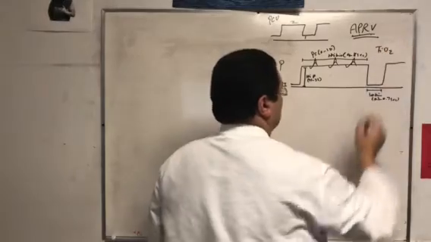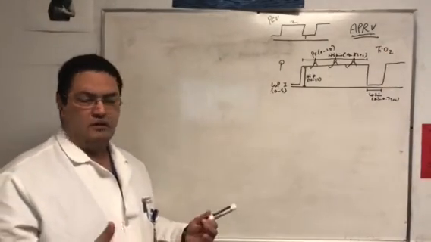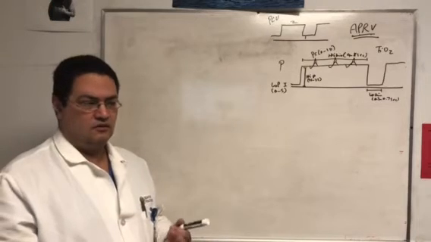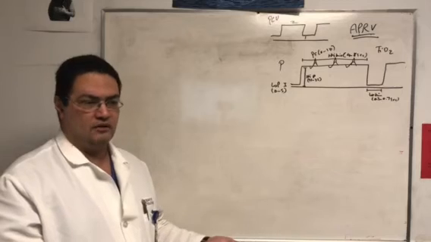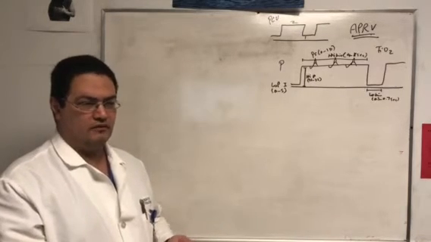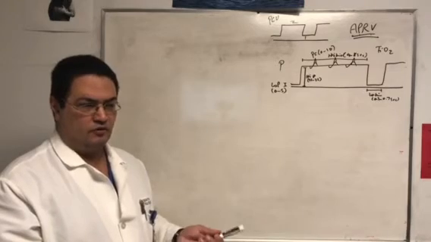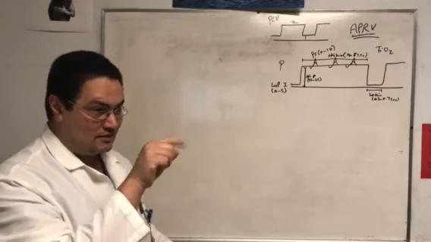So how many set parameters do we have for APRV or bilevel? 6: high pressure, low pressure, high time, low time, pressure support, and FiO2. How many for SIMV? 5. How many for pressure control? 5. How many for volume control? 4.